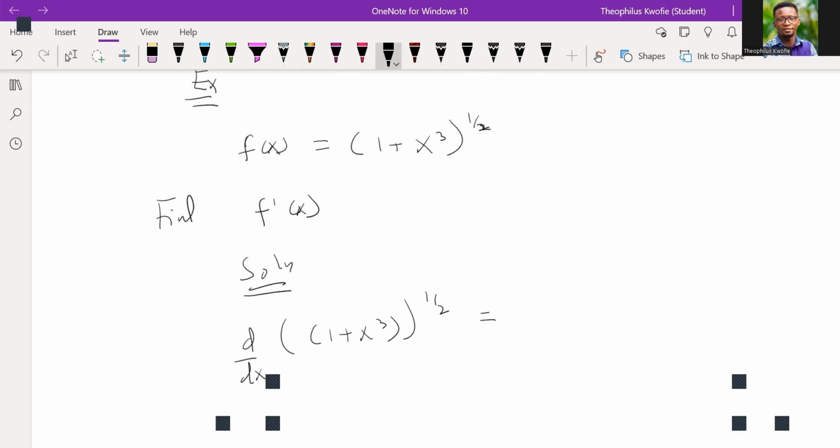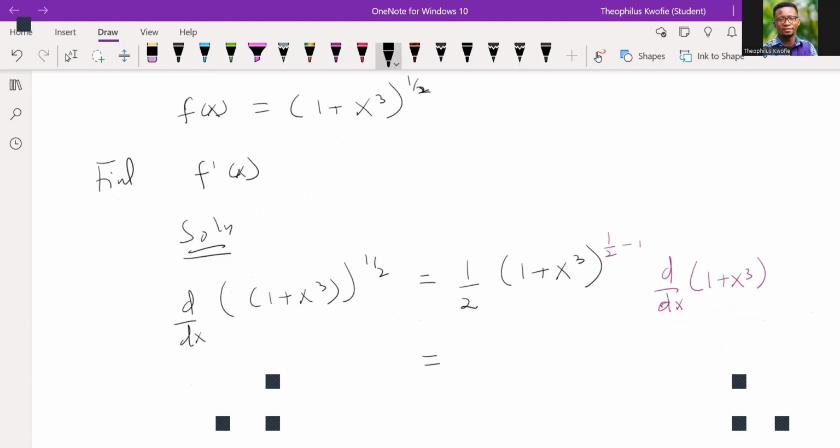We drop the power, then we maintain the function, then we decrease the power by 1. Let's take our time to do it. Then we differentiate x plus x to the power 3. First we decrease the power by 1, then we differentiate the expression that is under the power. Is that okay? Good. So we will get something like this.